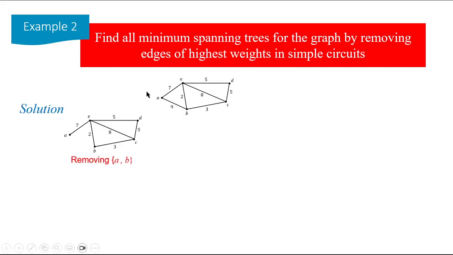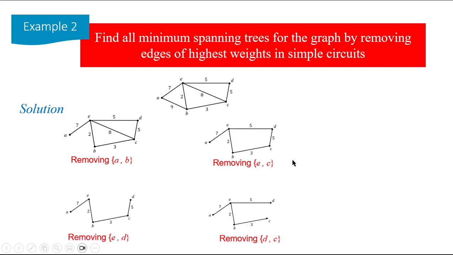We remove AB, okay? Now I can remove the 8 here, EC. Now here you have options of removing ED or DC. So you have two different answers.